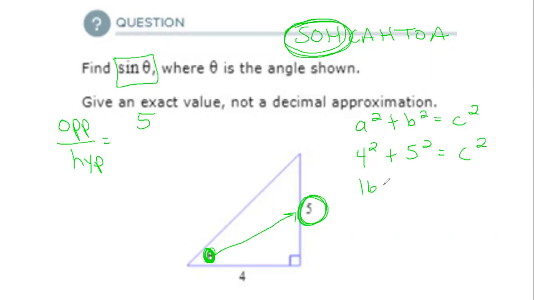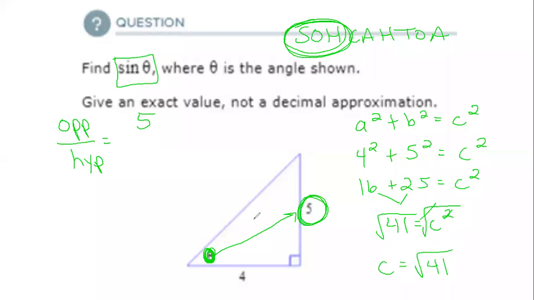4 squared is 16. 5 squared is 25. And that is equal to C squared. 16 plus 25 is 41. And if I'm solving for C, that cancels out the squared. So I'm left with C is equal to the square root of 41, C being the hypotenuse. As you see, it is not always a whole number.